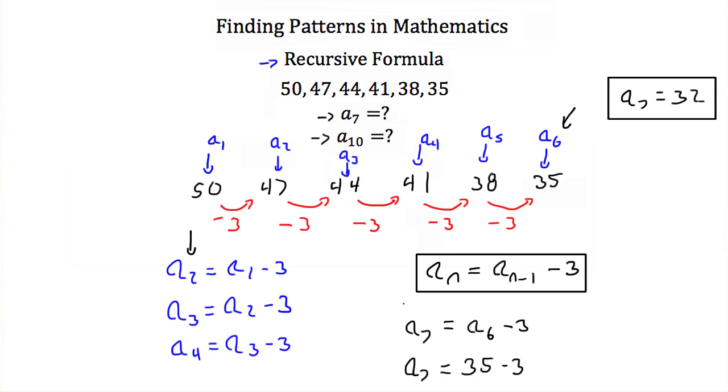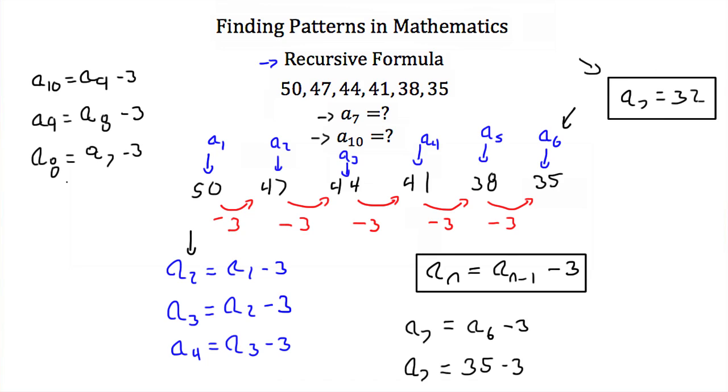Now let's find A10. Well, okay, A10 is equal to the previous term, so A9 minus 3. Except I don't know A9. But I can find A9. A9 is equal to the previous term, so A8 minus 3. Well, except I don't know A8 either. So A8 is equal to A7 minus 3. Well, I do know A7. I just found it. That's 32.